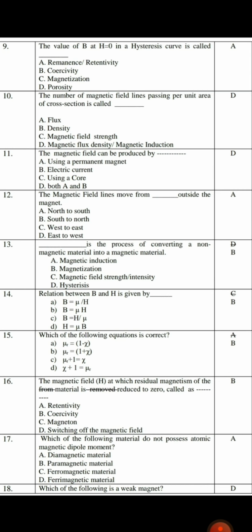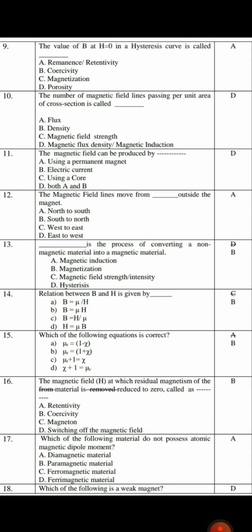11th, the magnetic field can be produced by. Options are option A using permanent magnet, B electric current, C using a core, D both A and B. So the correct answer is D, that is both A and B.